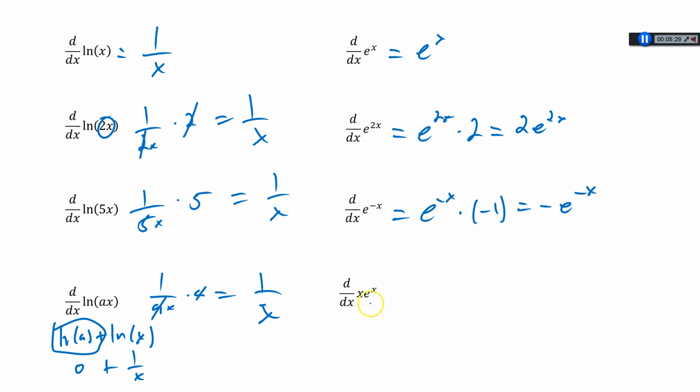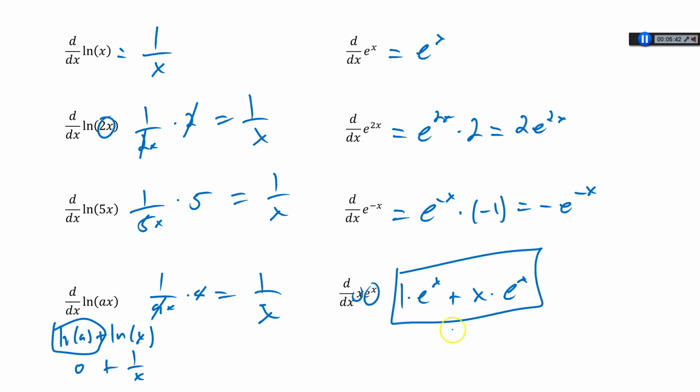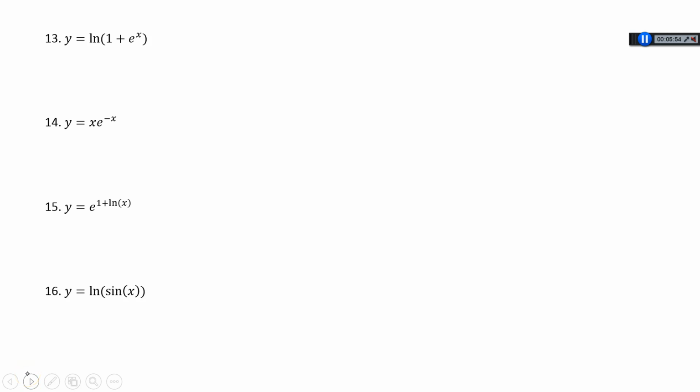X e to the x requires product rule. So 1 times e to the x plus x times e to the x. So the first time we took the derivative of x, that gave us 1. Second time we took the derivative of e to the x, which just gives us e to the x again. So e to the x plus x e to the x. Sometimes you'll see in the book they'll factor that e to the x out. So you have e to the x times 1 plus x. Real common problems that you get here. All right, let's try some of those from the rainbow sheet.